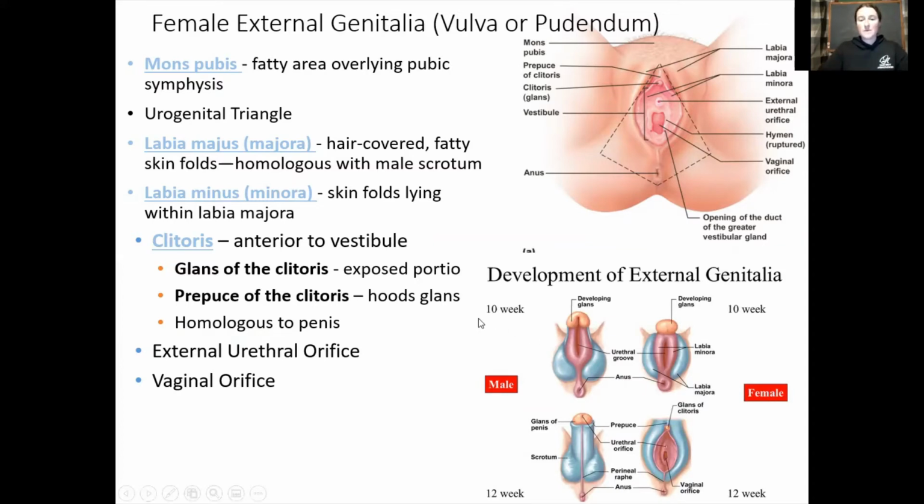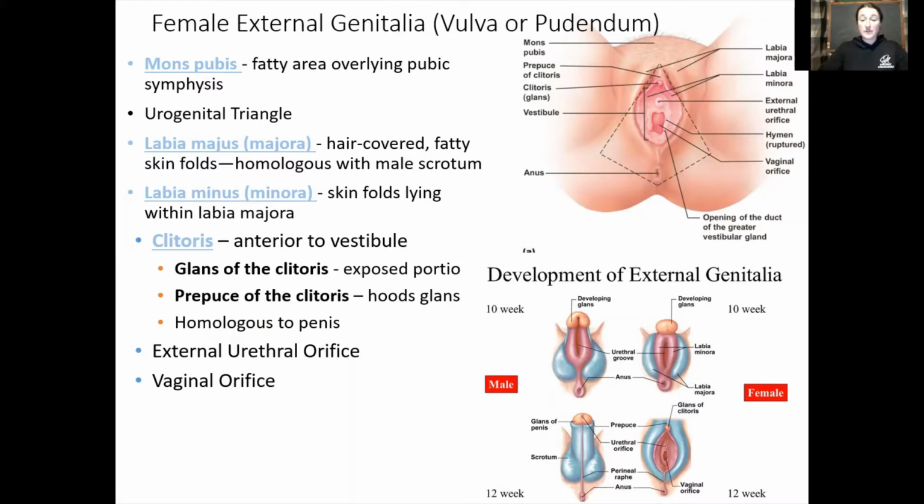What we can see here is two different pairs of images. Here is fetal genitalia at 10 weeks. Here is fetal genitalia at 12 weeks of development. Okay, so what we can see here are color-coded structures, right? So the urethral groove. So essentially this is going to be forming the opening to the urethra. Okay, and so those structures are in purple. And then surrounding those structures, we have blue, which is extra skin.